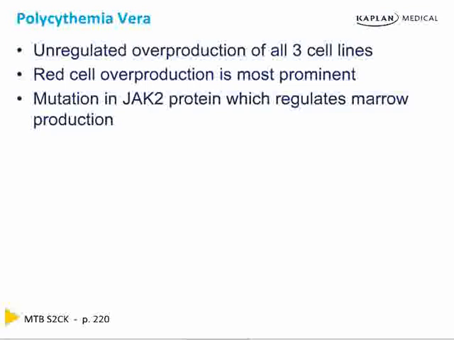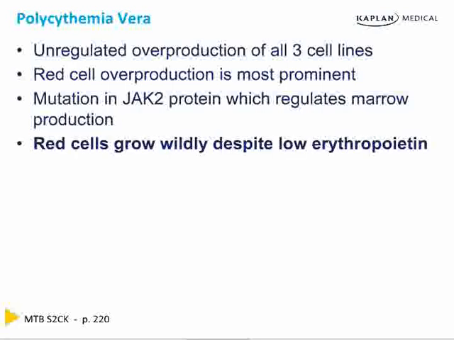JAK2 is the standard test now. You've got to exclude hypoxia, and you see a JAK2 mutation for this and essential thrombocythemia, because the JAK2 mutation damages the ability to regulate marrow production. And that's why the red cells grow wildly, despite the fact that there's no erythropoietin. You must exclude hypoxia as a cause of increased red cells, because it's normal for erythropoietin to make the red cells grow. It's polycythemia vera if the red cells are growing without hypoxia or erythropoietin.